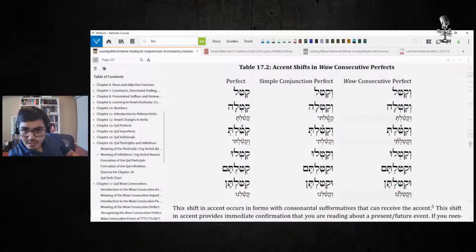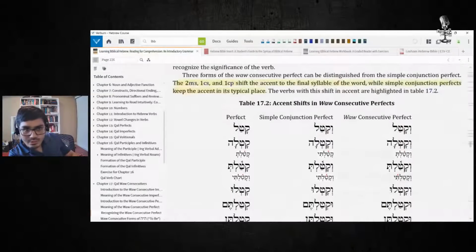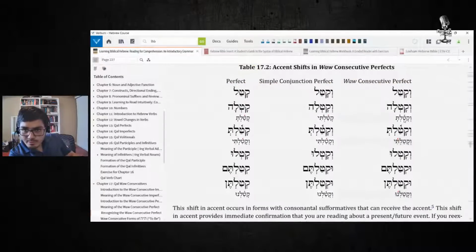So you can see here. Actually, it's both on the second radical, so I don't know why it's listed as such. Okay, so actually it has to do with the fact that the accent shifts to the final syllable. This must be a typo. It should be katalta rather than katalta. You can see it more clearly in these other two forms.